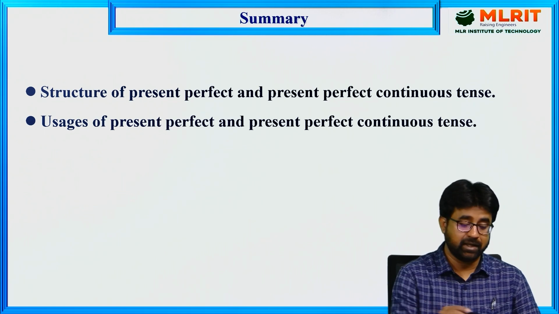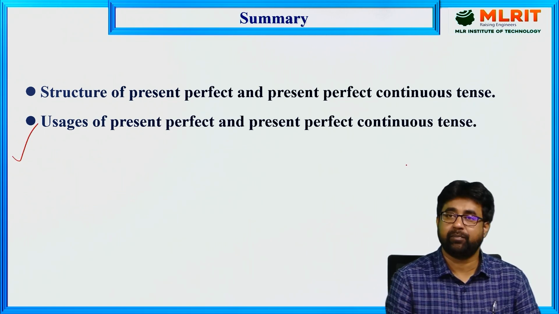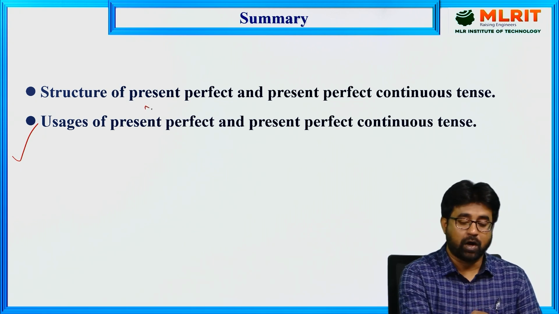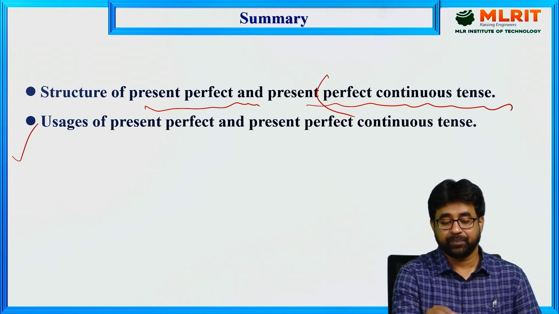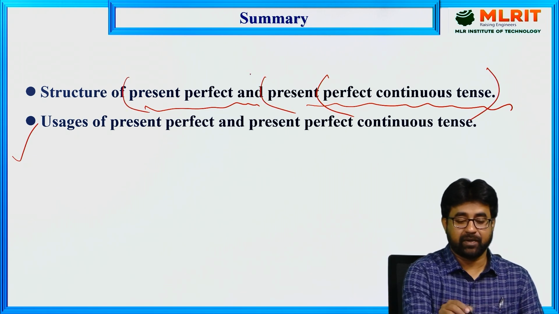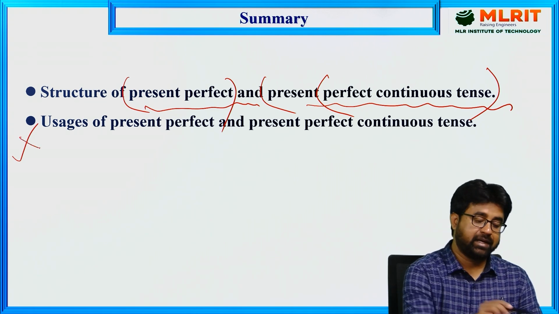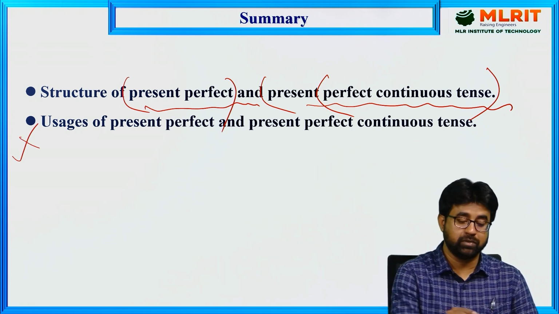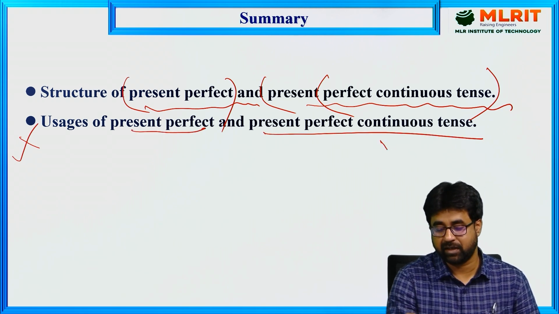I hope it's clear. So before signing off, let's see the takeaway points for today's lecture. So we got to know about what? Structure of present perfect and present perfect continuous tense. So these two tenses, present perfect and present perfect continuous, we got to know about their structure. And then what else? We also got to know about their usage rules. When are we supposed to use these tenses? Present perfect tense and present perfect continuous tense.